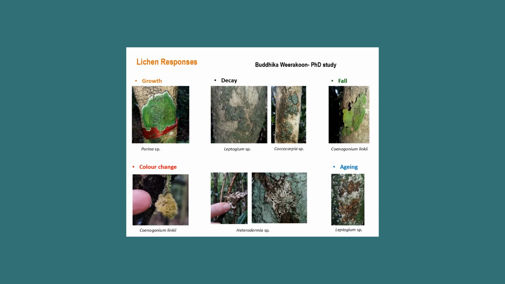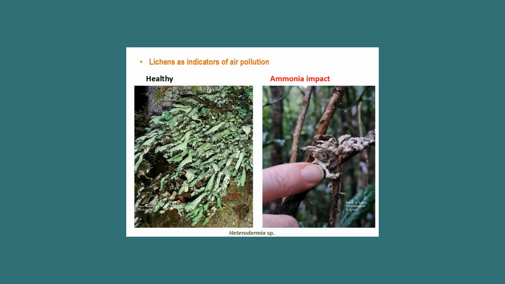Same thing, when pollutants are there, when the temperature goes high, the lichens also bleach, and also they become aging, or they become inactive and very old. So this is a very good example. This is a healthy thallus. That is what is happening with the ammonia.